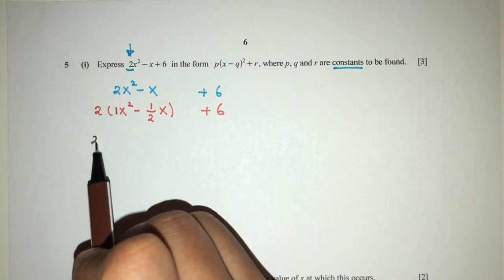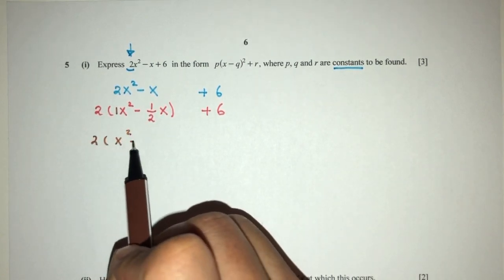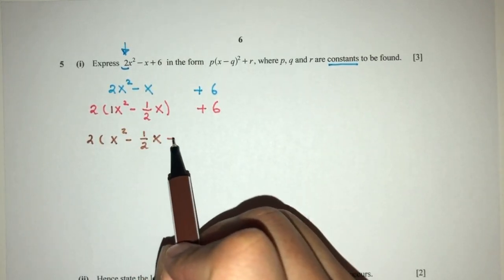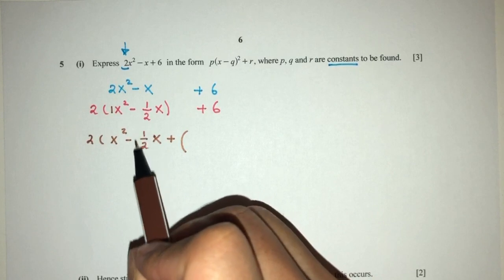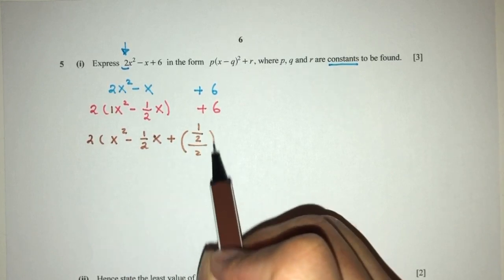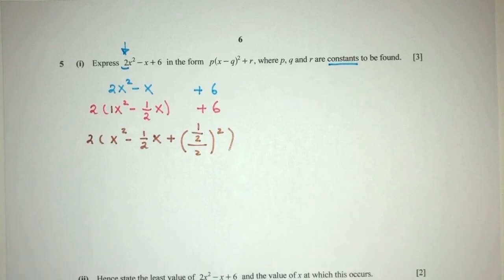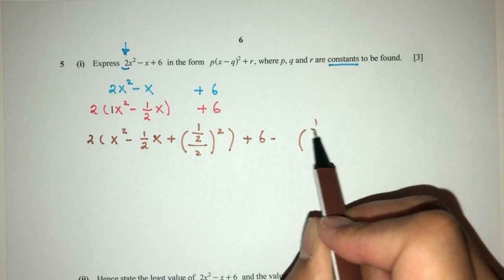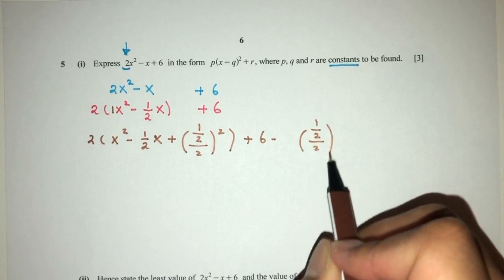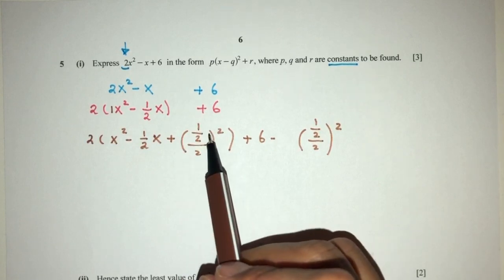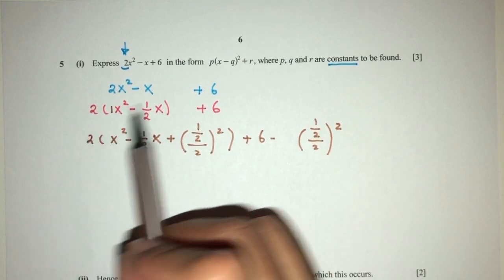Now that will be 2. Here we have x squared minus half x. And now we have to add a value. The value will be half, divided by 2, squared. Now again, when you add a value, you also have to minus the same value so you don't change the equation. Now, because this was inside of the bracket of 2 here, you also have to give it 2.